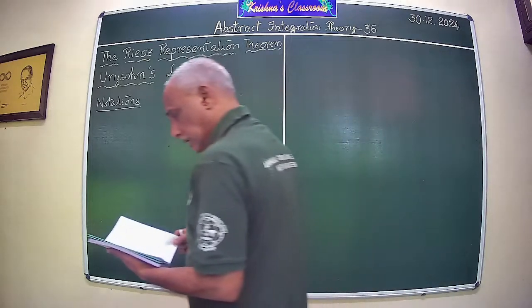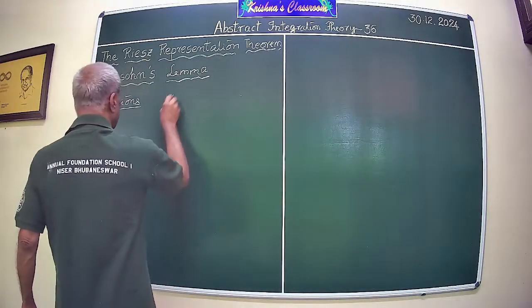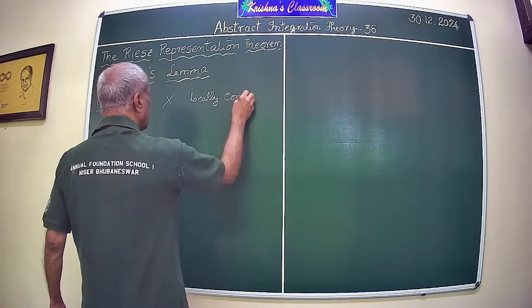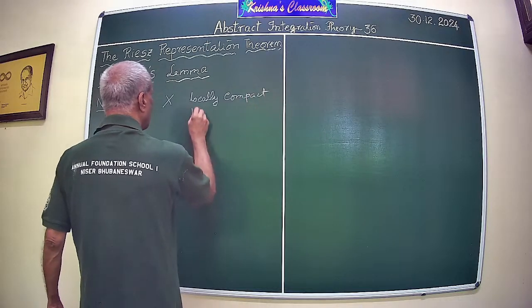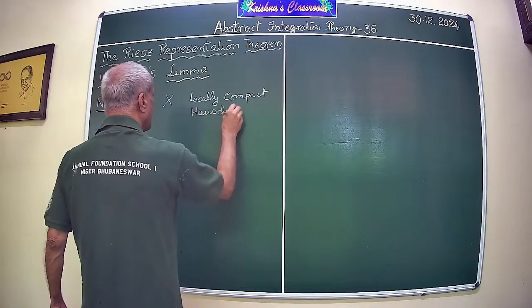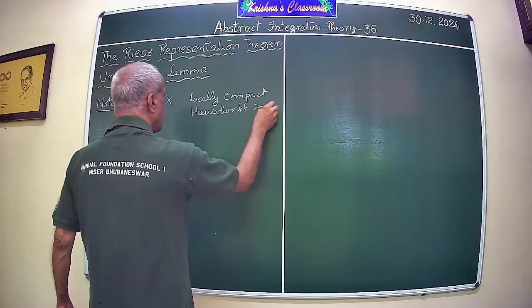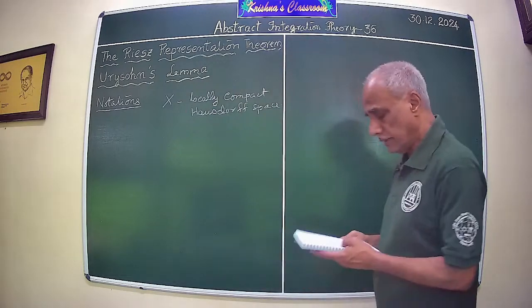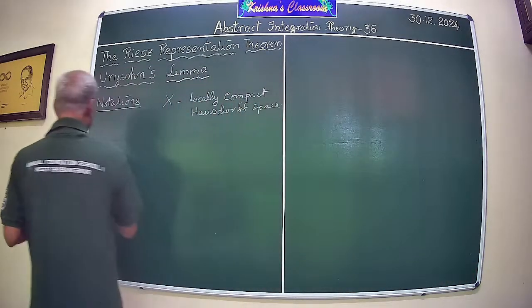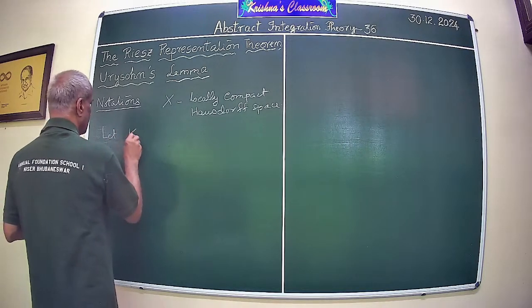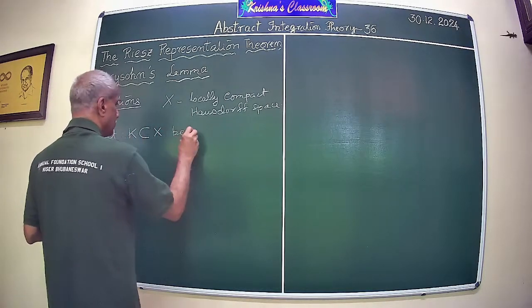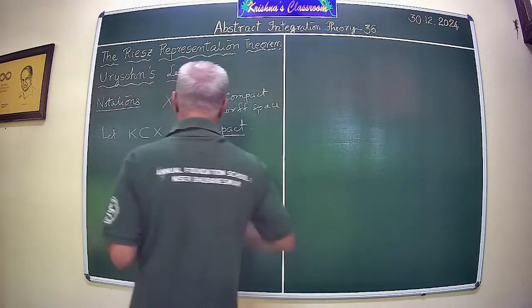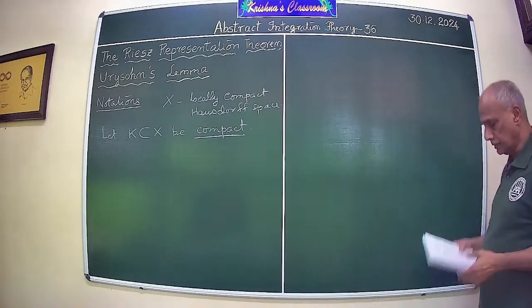Let X be a locally compact Hausdorff space. Now we denote by K compact. So K is a compact subset of X.